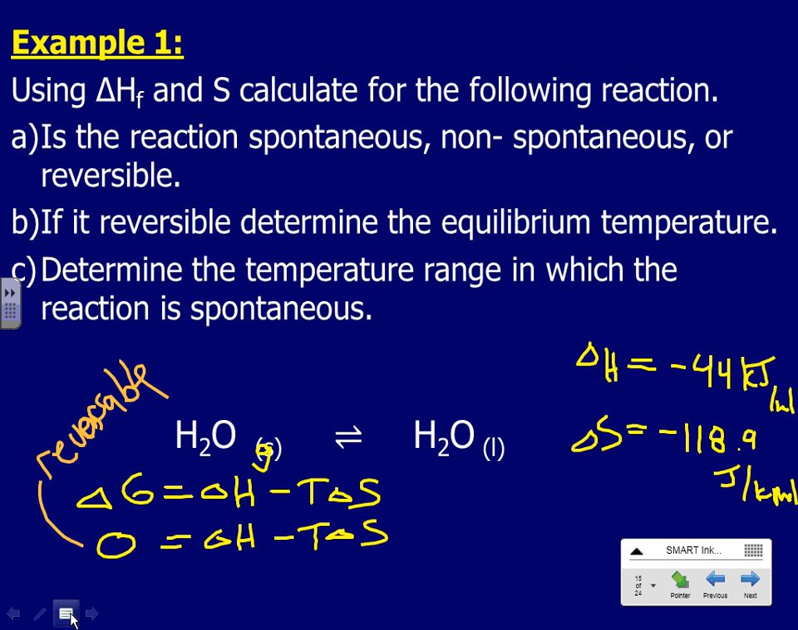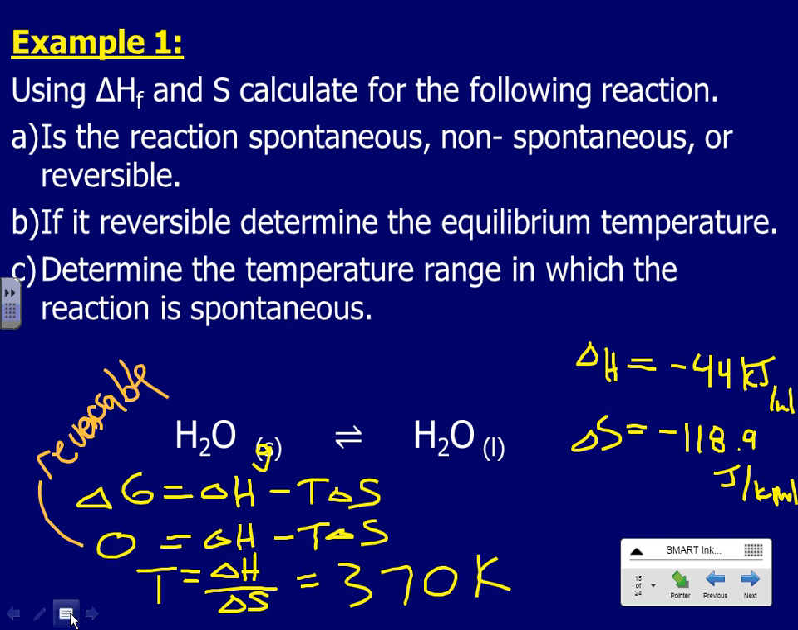So then we rearrange, bring this to the other side, bring the T down, and when we do that, we end up with T is equal to delta H over delta S, right? Does that sound familiar? Don't mind that scribbling up there. You have to have it in the same units. We ended up with a temperature, I believe, of 370 Kelvin.